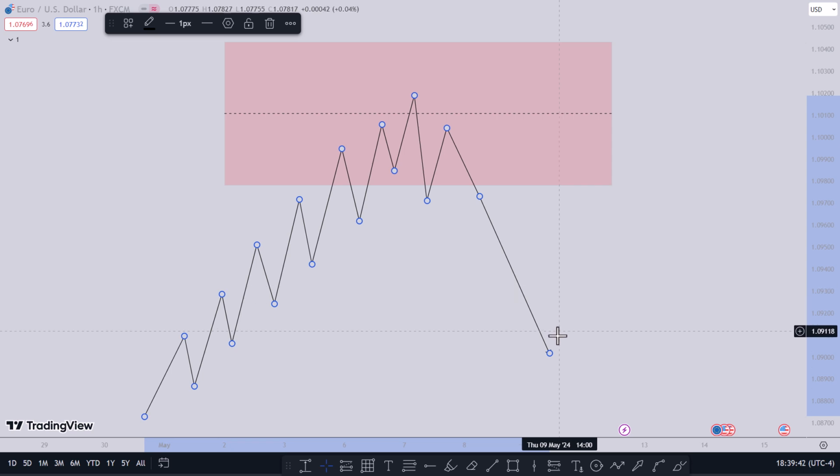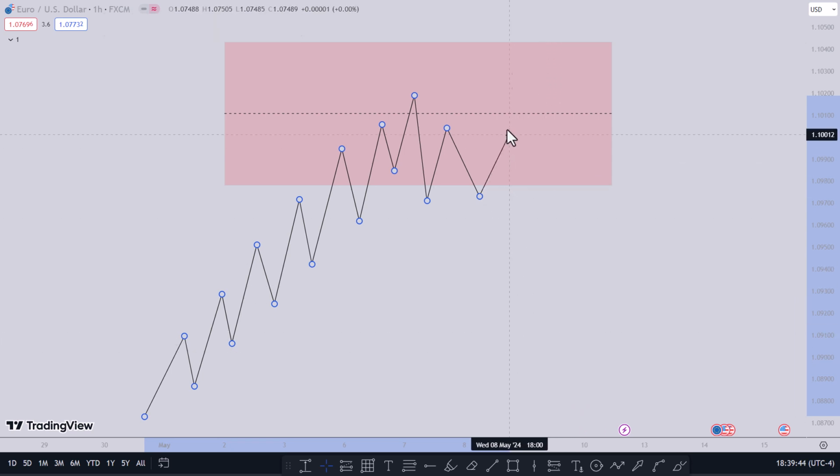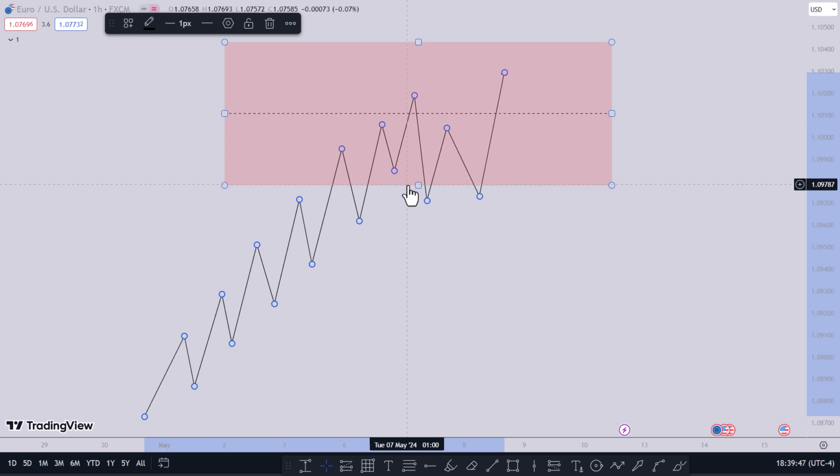That's the second scenario. The third scenario is we have a fake shift, right? A fake shift right here. You take the short and you get stopped out, and price continues higher.